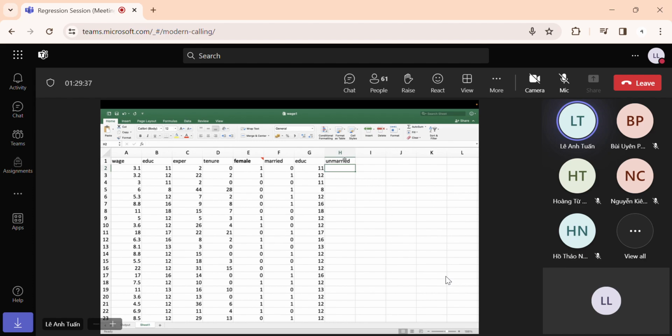That means here we have the unmarried variable. For example, marriage equal to 0 means unmarried equal to 1, and similarly marriage equal to 1 means unmarried equal to 0. If you sum marriage and unmarried, it equals 1. This is a linear relationship between two variables, and actually you cannot estimate it.